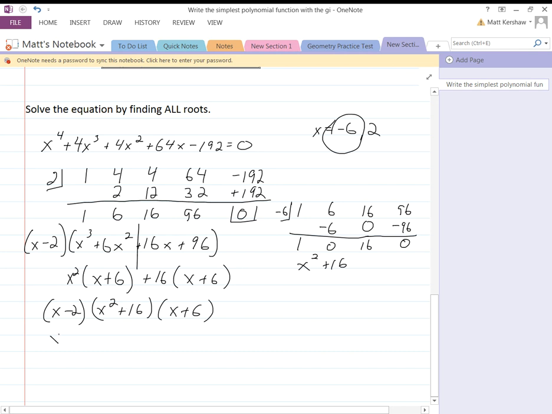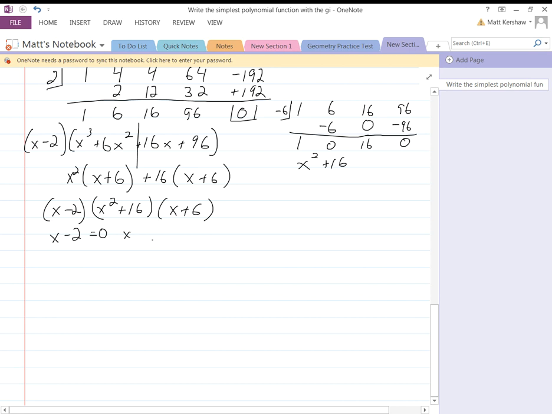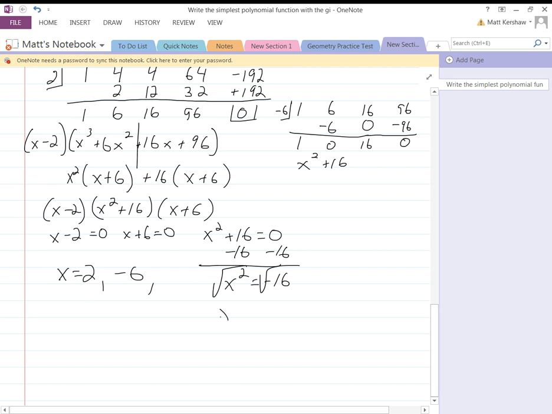And so we're just going to take these now and set them equal to 0. X minus 2 equals 0. Let's change the order a little bit. X plus 6 equals 0. And then x squared plus 16 equals 0. So this is going to give us x equals 2, -6, which we knew from our graph. And so now when I subtract 16 from both sides, I get x squared equals -16. To undo that square, we're going to square root both sides. And so now I get x equals plus or minus.